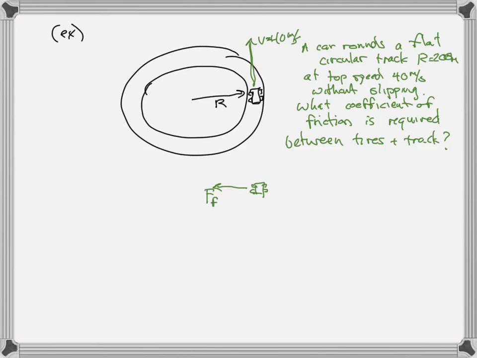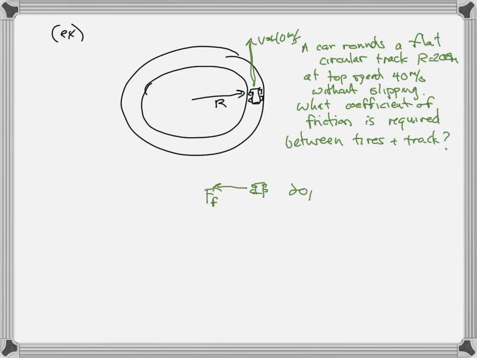Are there any other forces on the car? It's going at top speed, 40 meters per second, so it's going at constant speed. I'll just say that, but you should imply that. And are there any other forces? You say, well, of course there are. There's gravity and normal. All right, so let's look at it.